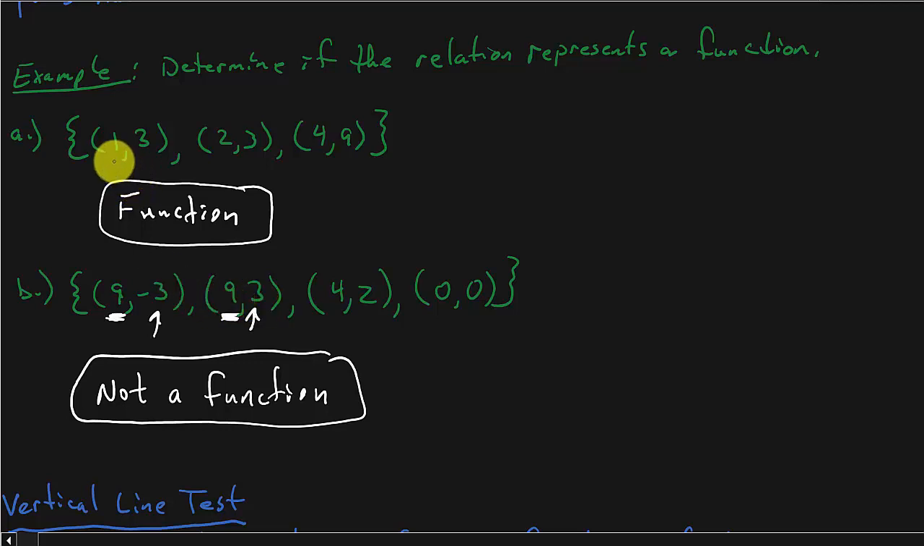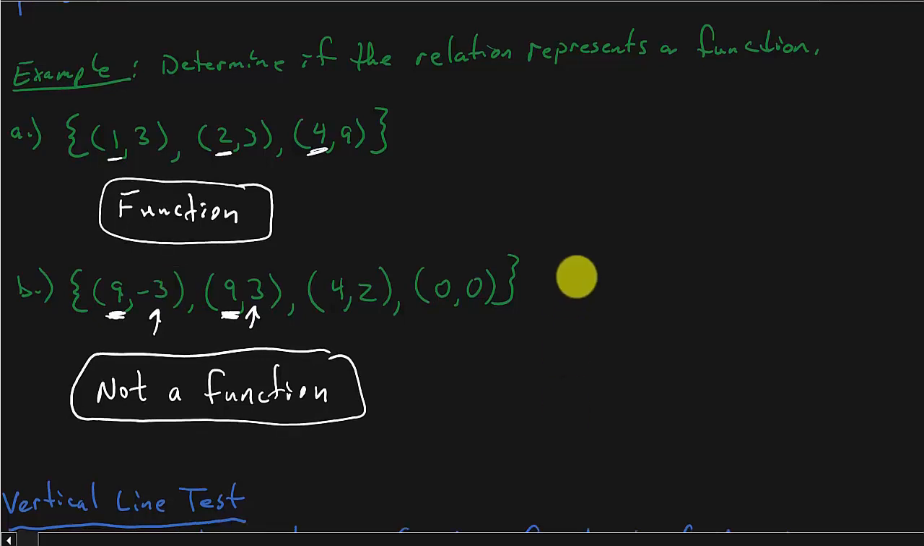Now, let's go back to the first one. Do you see in this problem, you see the x values? Do you see we don't have the same x value anywhere? None of the points have the same x value. So there's no way we can have the same x value with two different y values. So that makes it a function. All right, so hopefully that cleared it up.